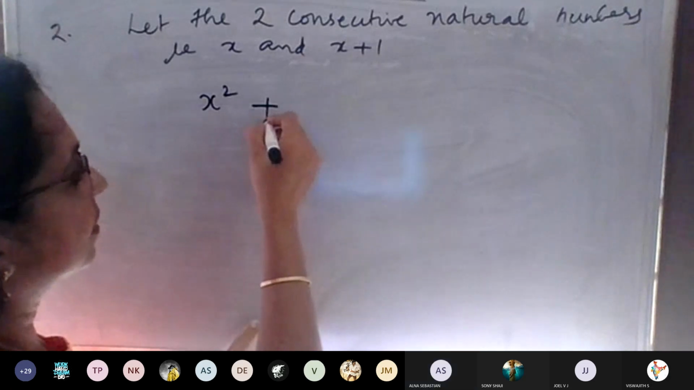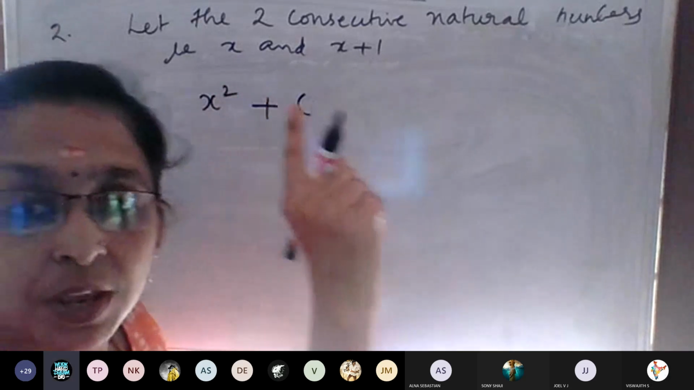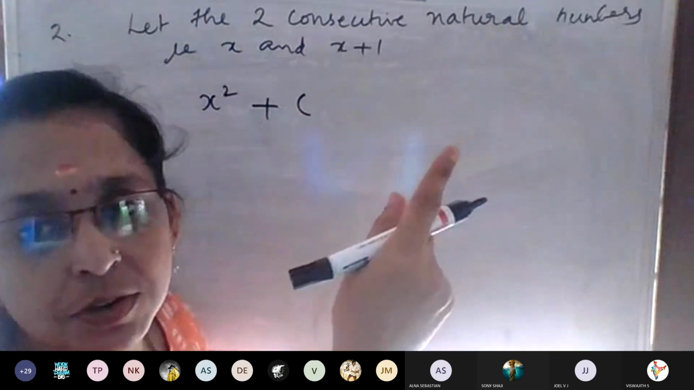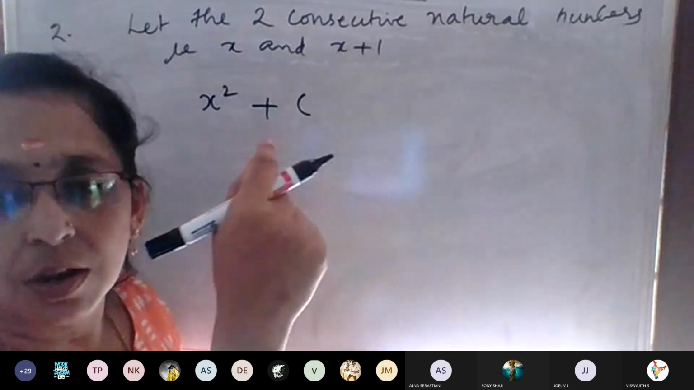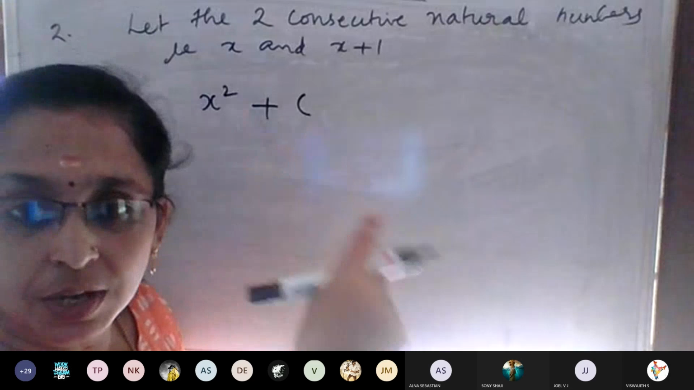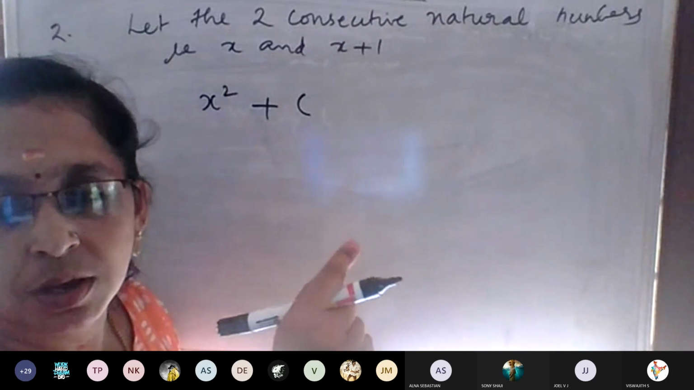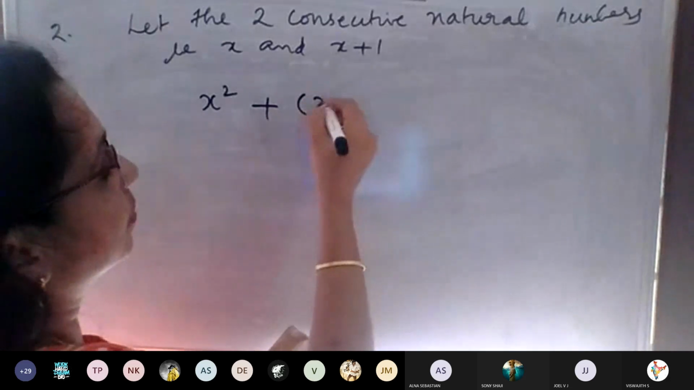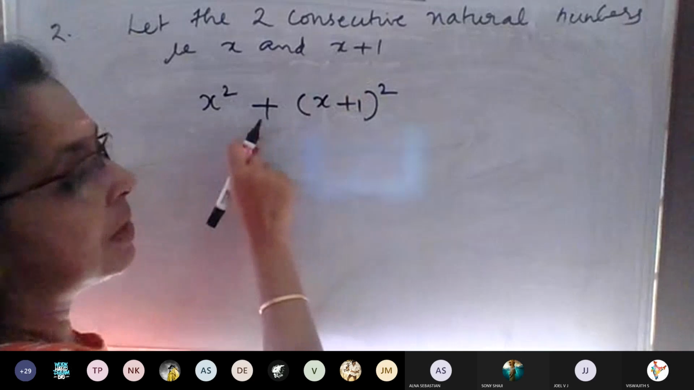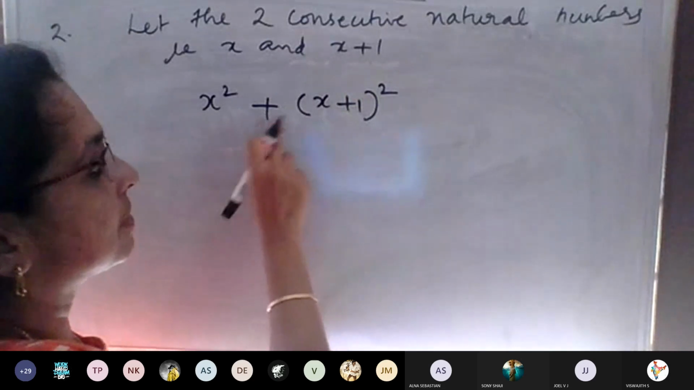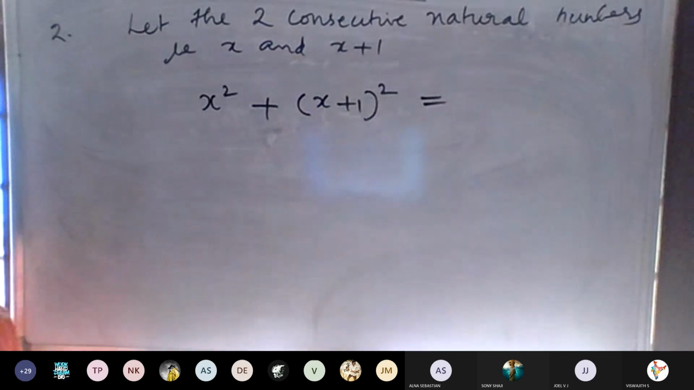Sum of the squares means the sum of the squares of the two numbers. That is the meaning of that question. The square of x is x square. The square of x plus 1 is x plus 1 the whole square. Sum means plus. So x square plus x plus 1 the whole square is given as 41.